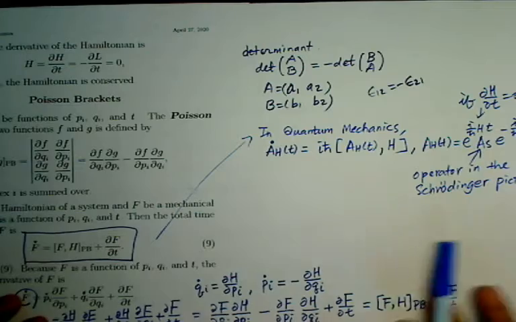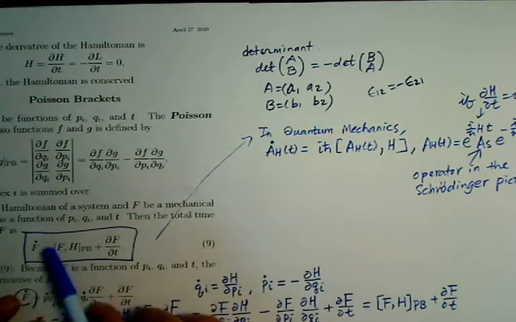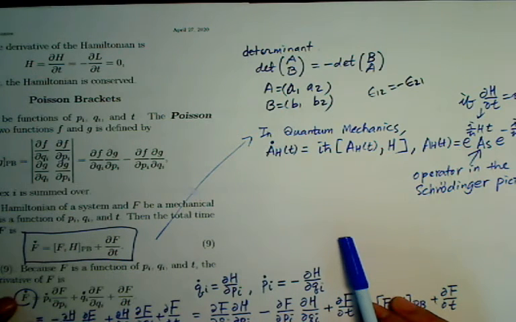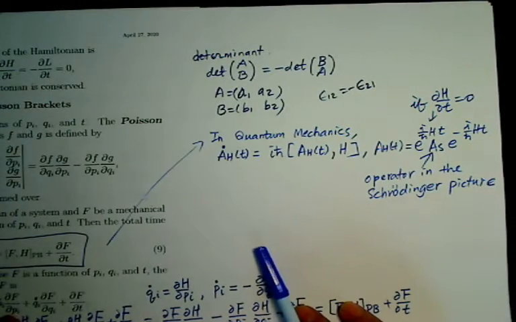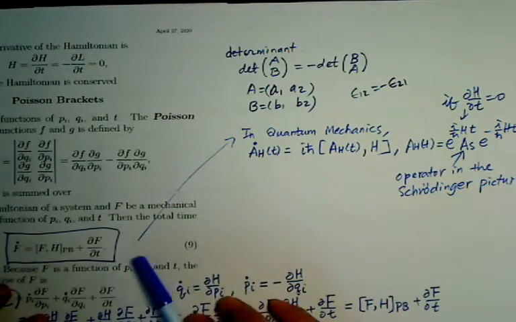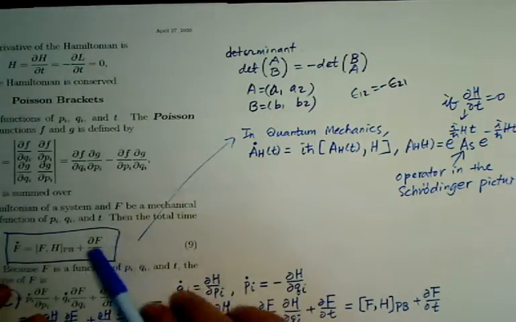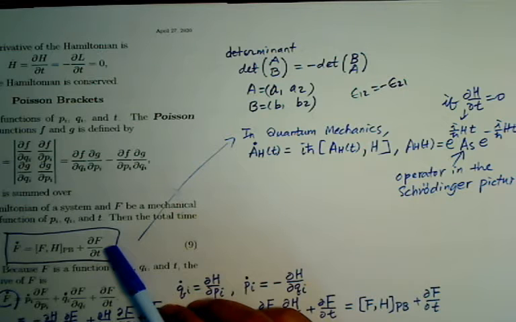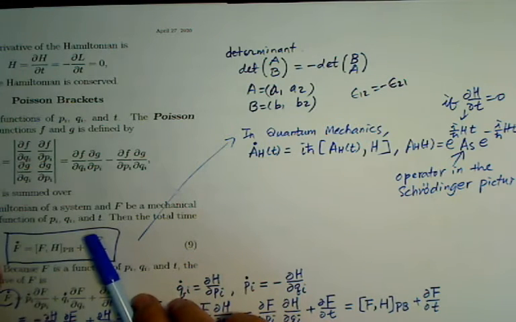And then the total time derivative of a mechanical variable is expressed in this way, but if we extend this to quantum mechanical theory, then we will find that this kind of relation exists. If we do not consider the case of explicit time dependence of the mechanical variable, then the total time derivative is just the Poisson bracket of f and H.